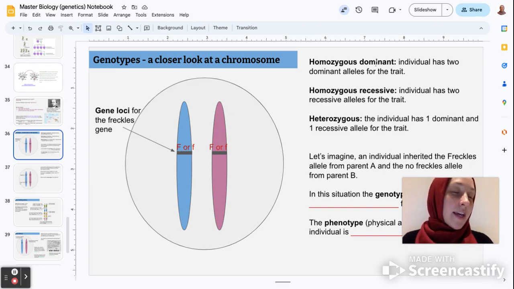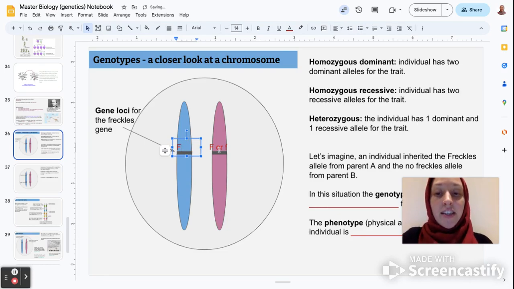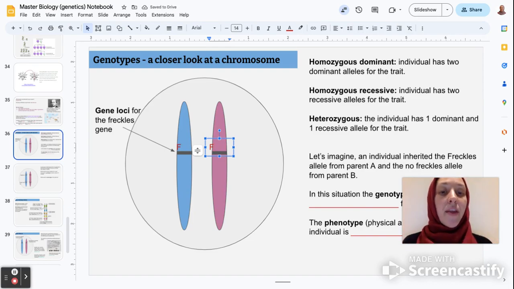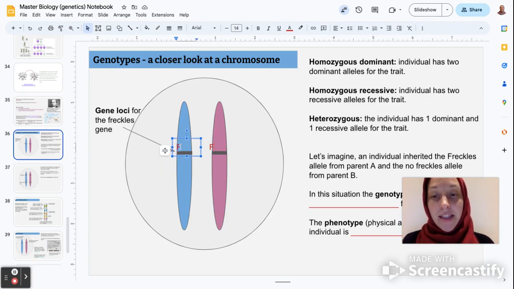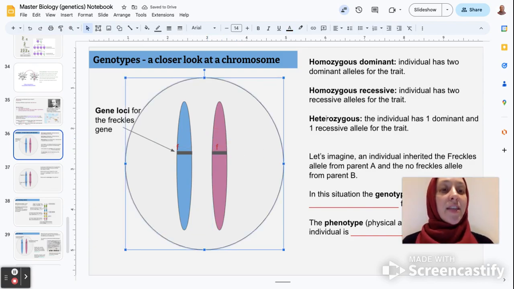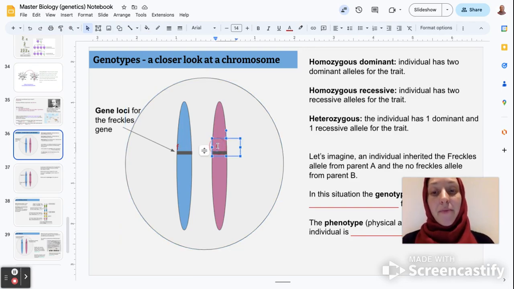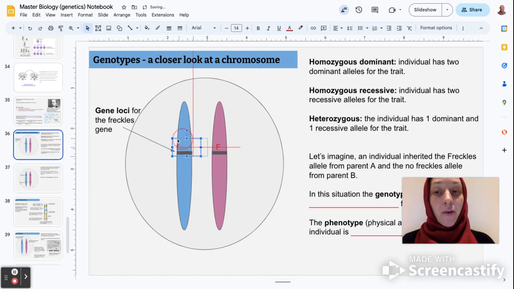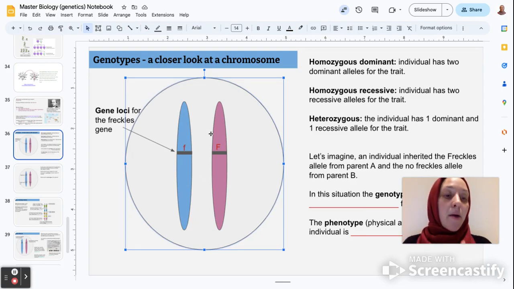And let's imagine someone is homozygous dominant for the trait, that means that they have two dominant alleles. So what would homozygous dominant look like? It would look like a dominant allele on both chromosomes. It would be homozygous dominant. Now, if we say someone is homozygous recessive for freckles, that means that they have two recessive alleles on their chromosomes. And if we say that an individual is heterozygous, that means that they have one dominant and one recessive, and it can be either order. We don't know which chromosome necessarily is the dominant one or the recessive one. We just know that one of them is dominant, one of them is recessive.